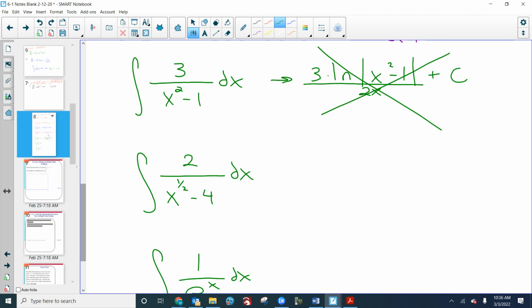No way. What do you guys think? No. Not 2ln. It's not a method we know yet.